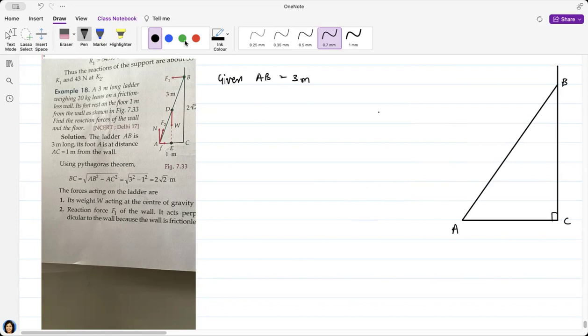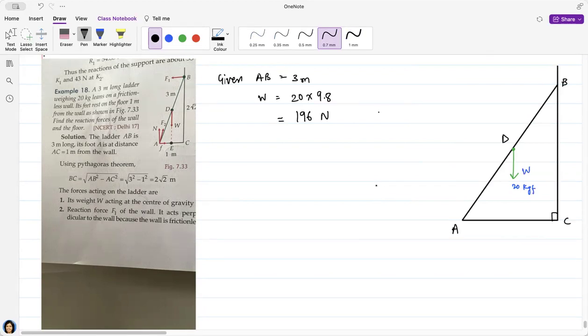Now, the first force acting on it is its weight. It says 20 kg. I'm saying that is at the center of it. Let us mark it as D. And the force acting on it is 20 kg f. Let's mark it. I'm calling it W. Given W is 20 into 9.8, which is 196 Newton. Done.